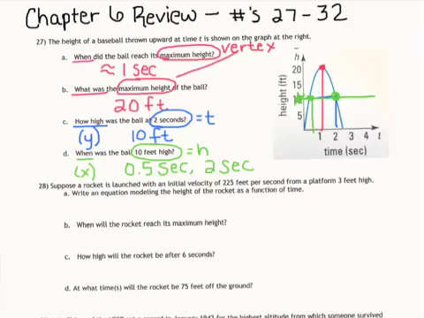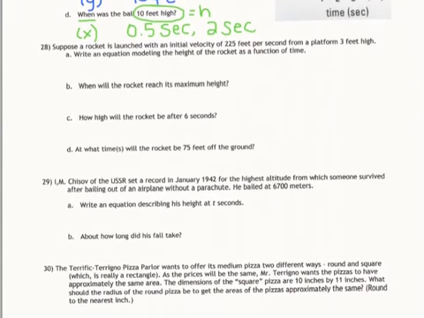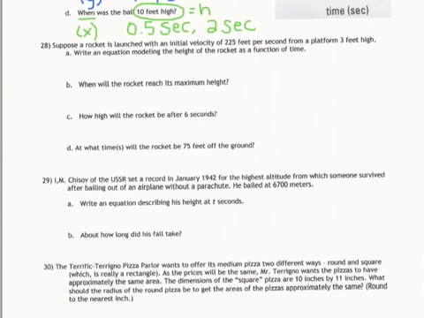Alright, let's take a look at 28. Suppose a rocket is launched with an initial velocity of 225 feet per second from a platform 3 feet high. Write an equation modeling the height of the rocket as a function of time. I know that sounds really intimidating, but remember what this is really getting at is Newton's formula. Okay, and the formula for Newton's looks like this.